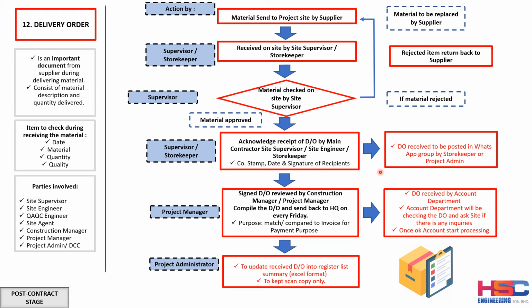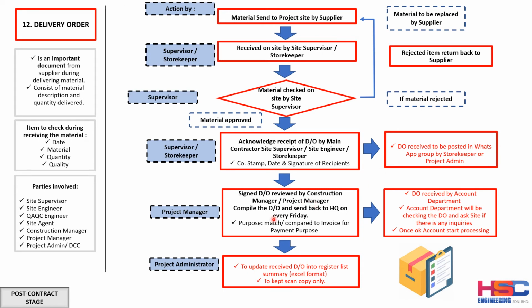So in the DO, the site supervisor or the storekeeper does this. Once the DO is received, it is a good practice to post the received DO in the WhatsApp group by the storekeeper or by the project admin, so that everyone at site will know what material is received. This is a good practice actually. But we are looking at creating software to advertise this DO other than just using WhatsApp. How do we broadcast to the entire team what material we receive?